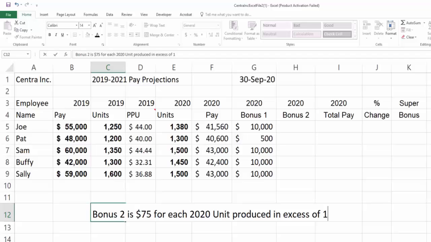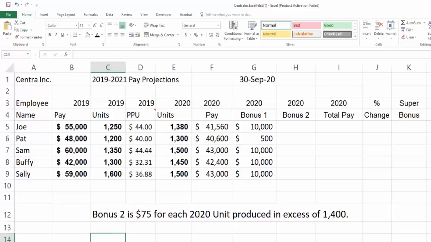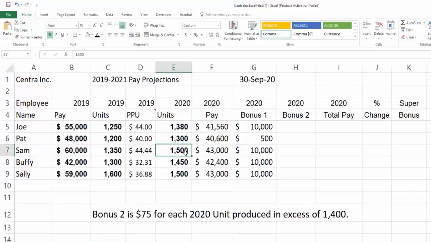And the benchmark the consultant set, which was reasonable and doable, can't be too high or too low, was 1,400 units. Okay? 50 more units. So, for every unit more than 1,400, you get $75, okay? So if your production was 1,401 units, you were 1 unit more than 1,400. So 1 times 75, I owe you $75. In the case of Sam, the units were 1,500. They were 100 units more than 1,400. So 100 times 75 is $7,500.